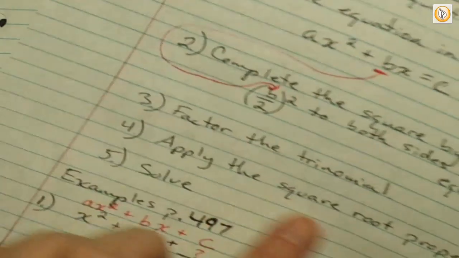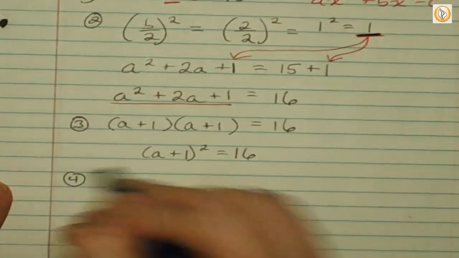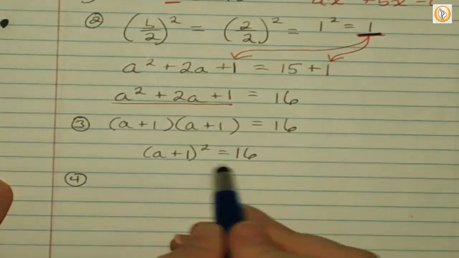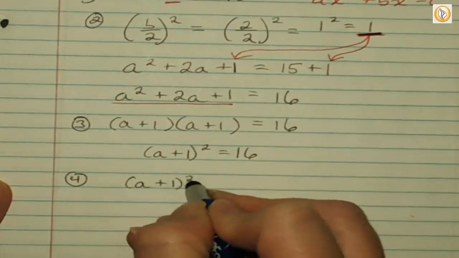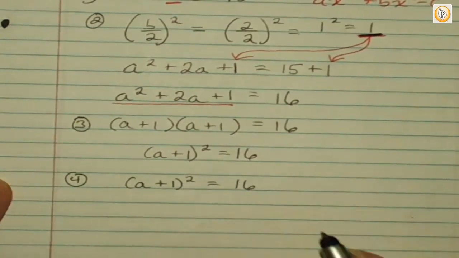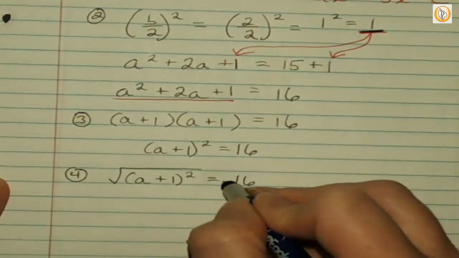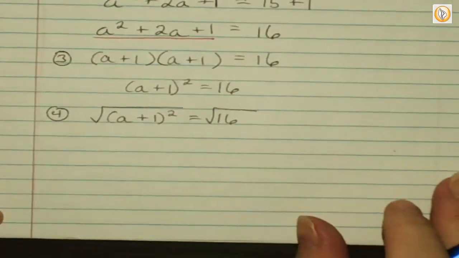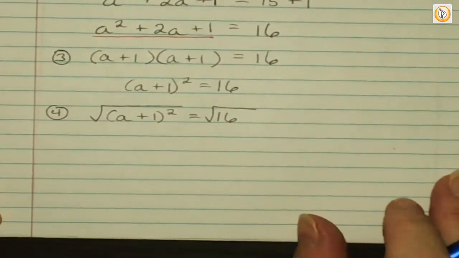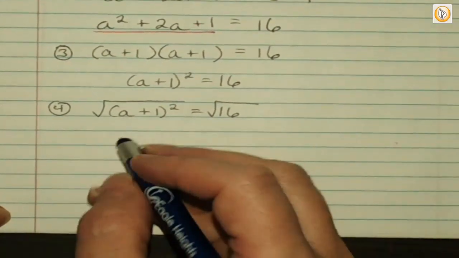Step 4, apply the square root property. This is what we did yesterday. So step 4, I've got to get this out of there. What did we do yesterday to remove that? You put them each as a radicand. There you go. Put them each as a radicand. Because y'all can do it. I know. That's right. Okay.